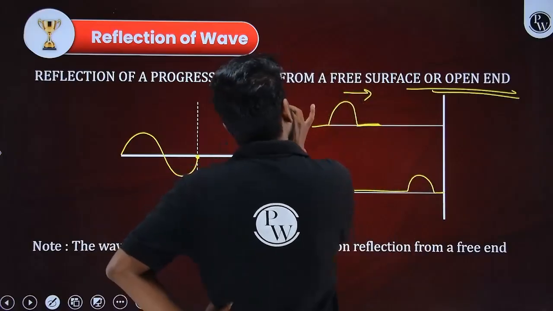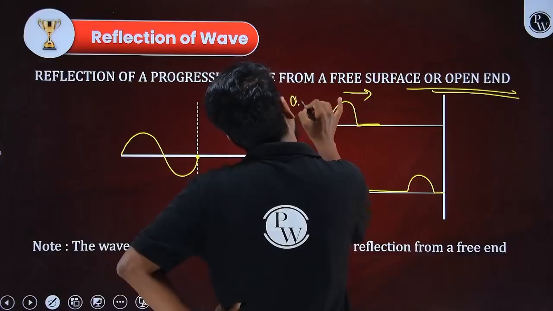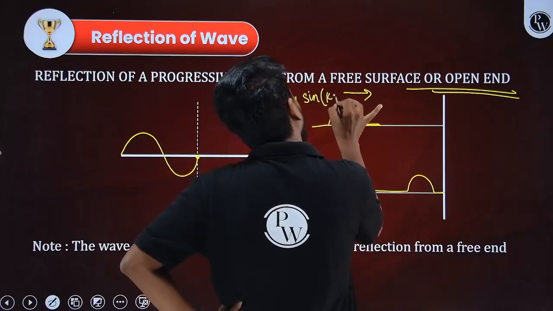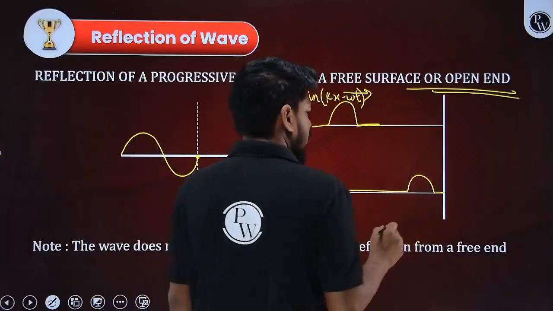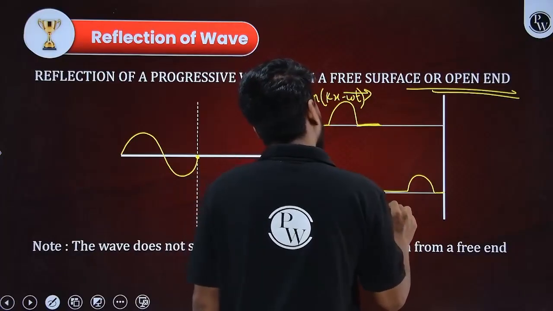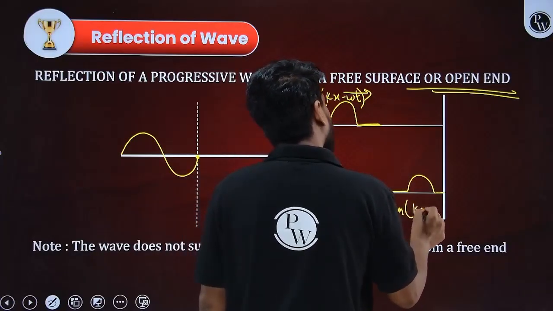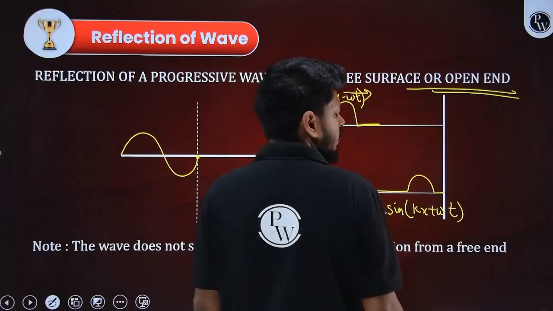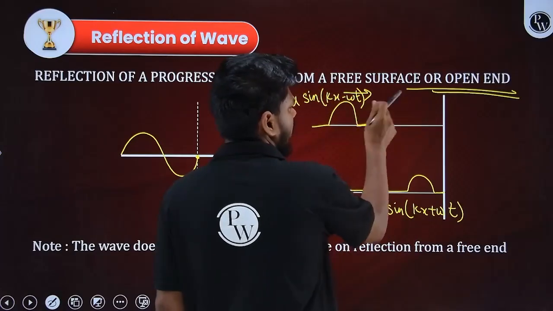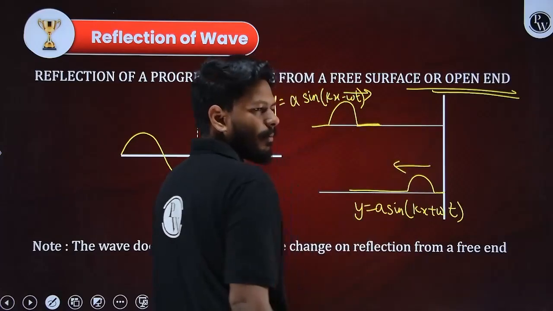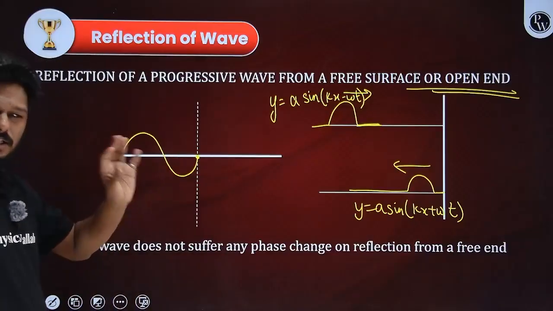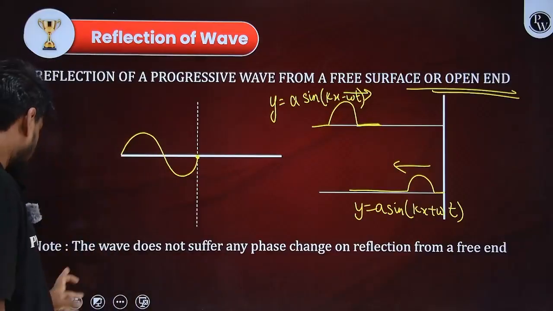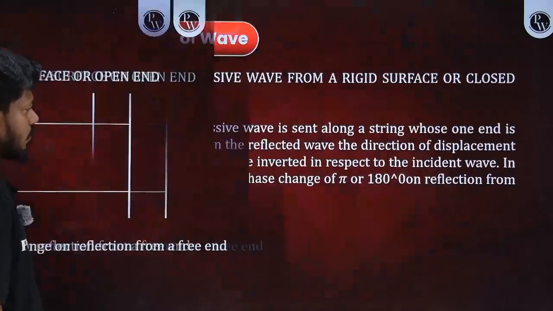So if the equation is y equals a sin(kx − ωt), what will be the equation of the reflected wave? y equals a sin(kx + ωt). Sir, why are you putting plus instead of minus? Because for forward direction minus, for backward direction plus. Any difficulty? You need not remember anything. It is just a simple concept. I have even shown you how it works.